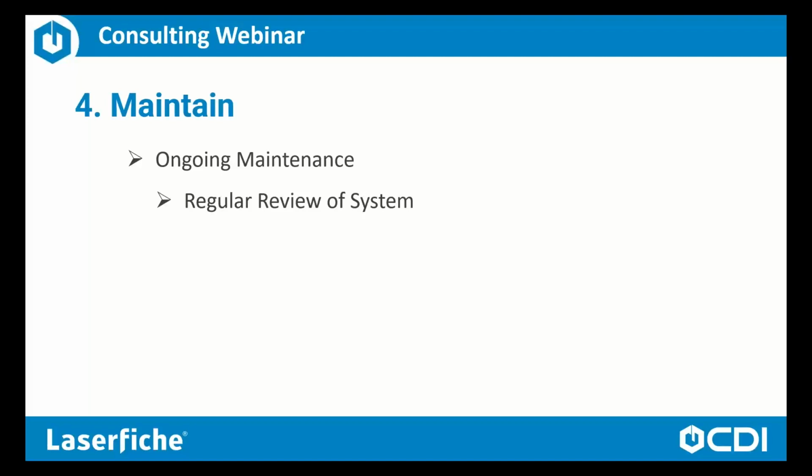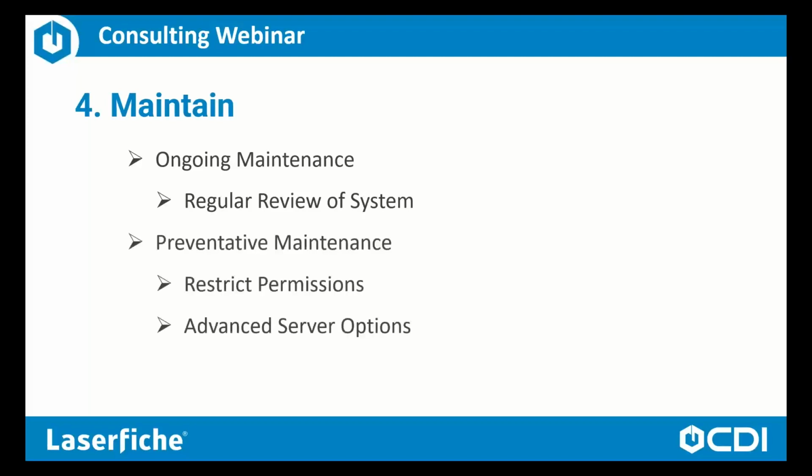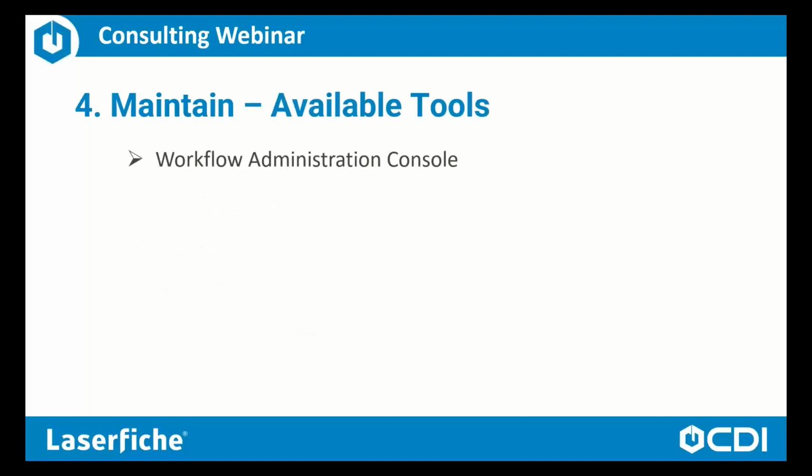And in order to help with this ongoing maintenance, we'll look at a couple of preventative maintenance options. So we can restrict permissions, either globally within workflow or to specific workflows or external objects. And we'll also take a look at some advanced configuration options. Both of these tools are going to be available in the Workflow Administration console.